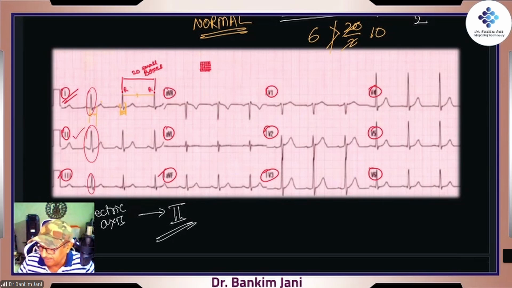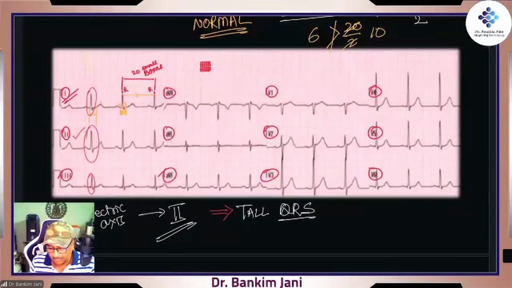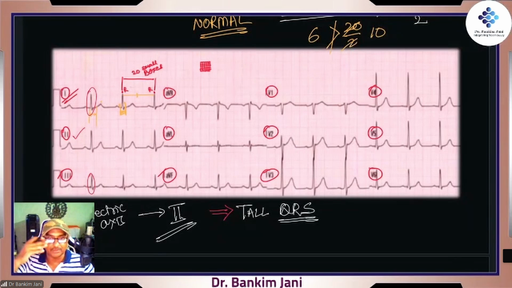So it is very easy to say that in case of lead 2, what we'll be watching is the tall QRS. Because the electric axis of the heart is going straight towards lead 2, that's why we see the tall QRS. If we don't find that lead 2 has the biggest wave, that means the axis is shifted on either side.